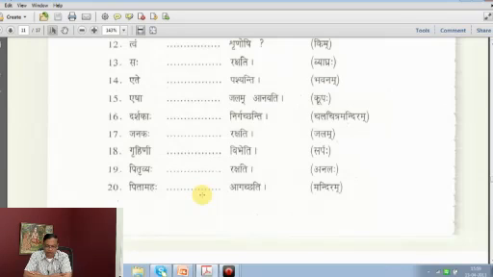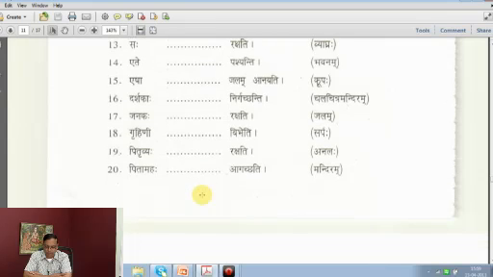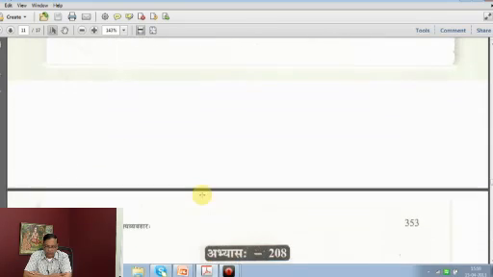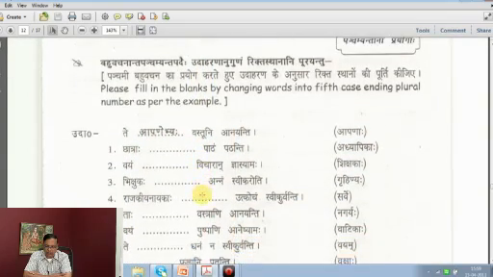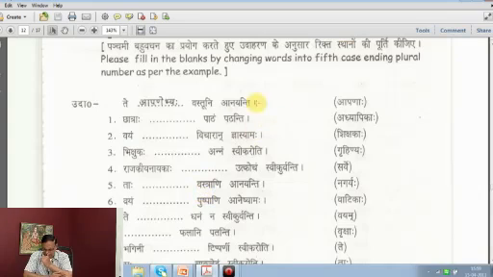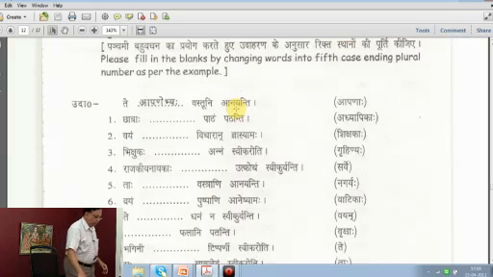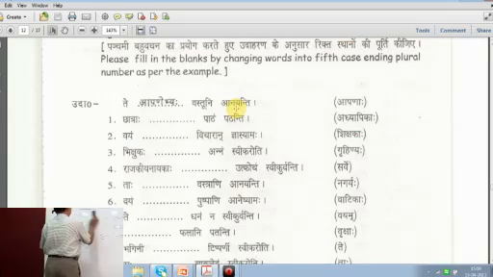Panchamyantanam prayoga. Let us see on page 20, exercise 208, 353. Now, what is the sentence? First one, te apanebhyaha vastuni anayanti. Now, here perhaps the book is making you learn plural. Now, if you remember, let me write here the plural of Purlinga Shabda and Strilinga Shabda.